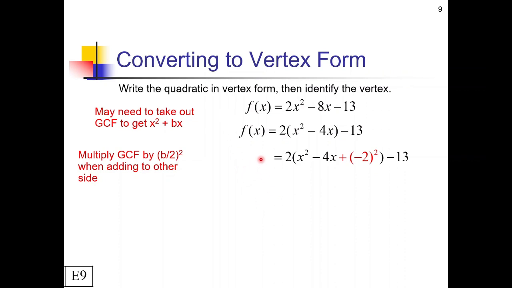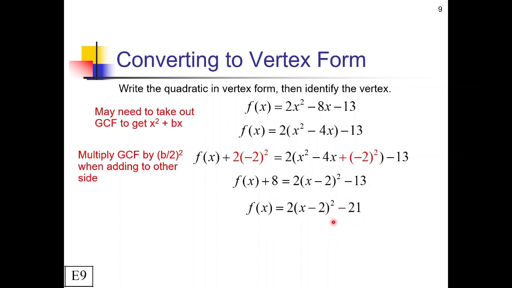Alright, so what I have to add over here then is not just negative 2 squared. It's going to be 2 times negative 2 squared. Now that I have this in mind here, I've got f of x plus 2 times 4, which is 8. And over here we've got 2 and then x minus 2 parentheses squared minus 13. And just my last step of subtracting 8 to go over there. So that's going to be 2 parentheses x minus 2 squared minus 21. And then the vertex out of that, we've got 2 comma negative 21.